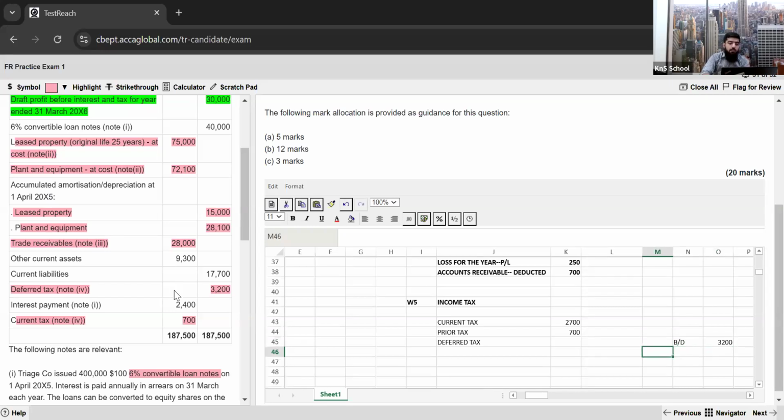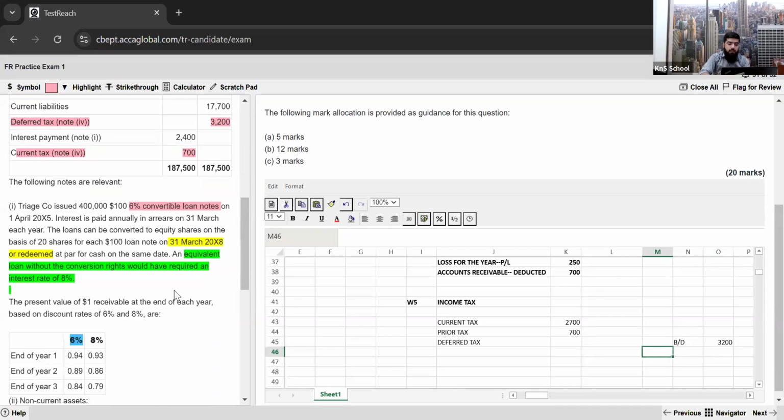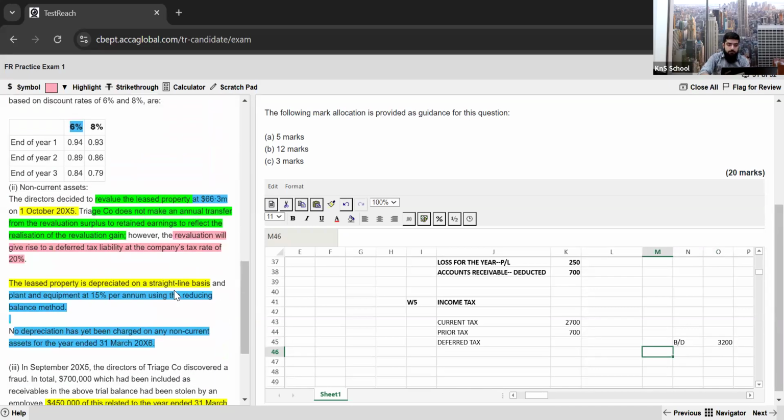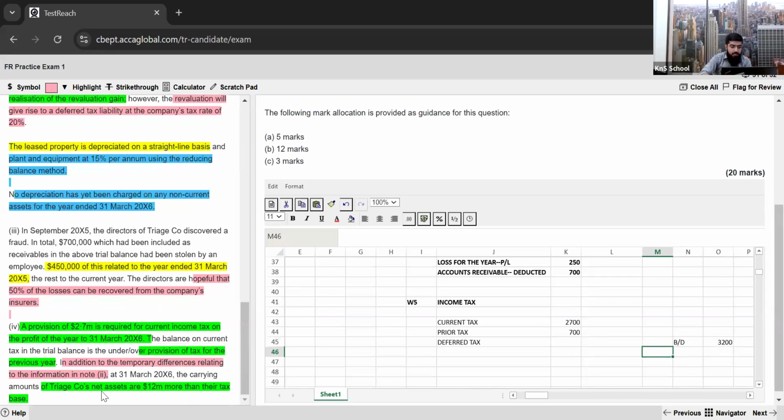And now there is a closing balance which is given over here, that the carrying amount exceeds the tax base by $12 million, which means that at the end of the year, the carrying amount is greater than the tax base. First of all, what is that 12 million?